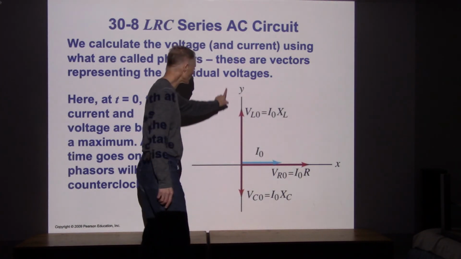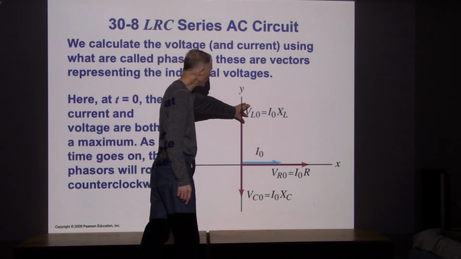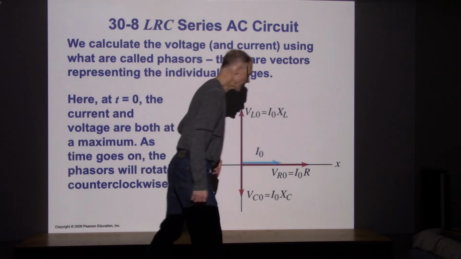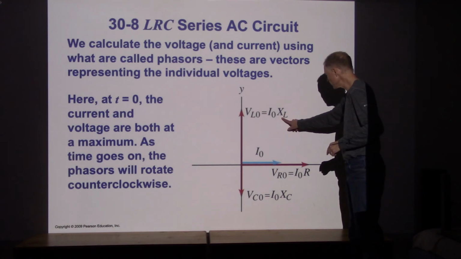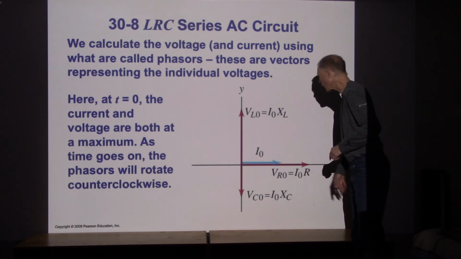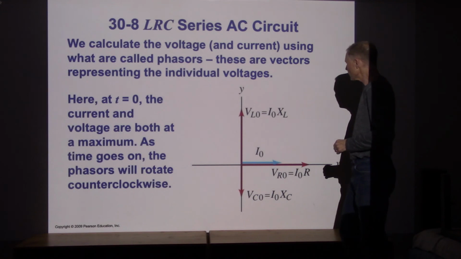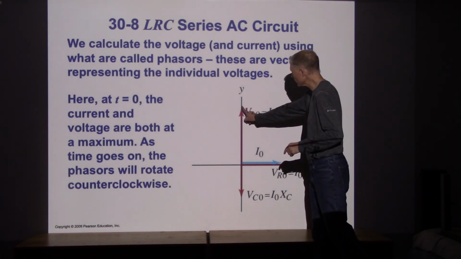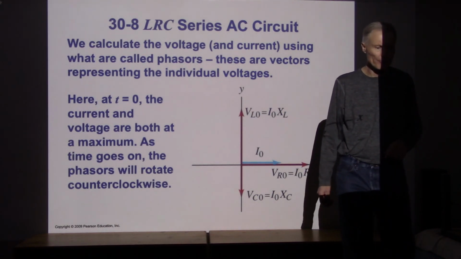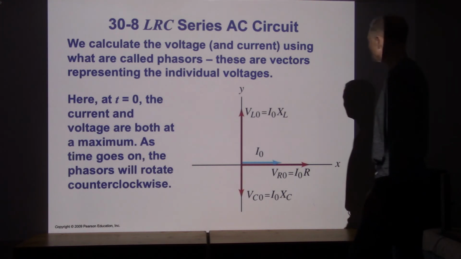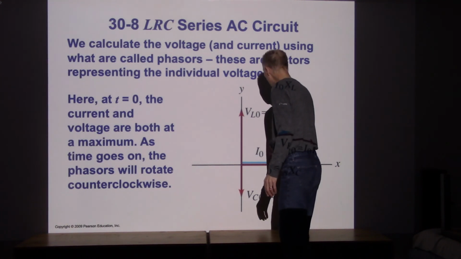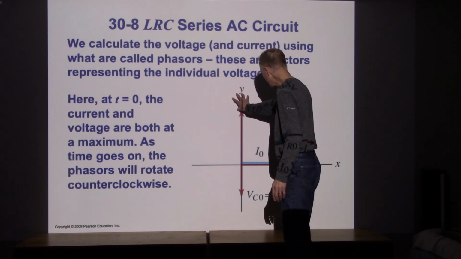In the vertical direction, this is the voltage across the inductor, and the amount of that is I naught times XL, the same way this was I naught times R. And this has been shifted 90 degrees to take into account the fact that the voltage across the inductor is out ahead of the current by 90 degrees. So we've shifted that relative to the current by 90 degrees and placed it here.